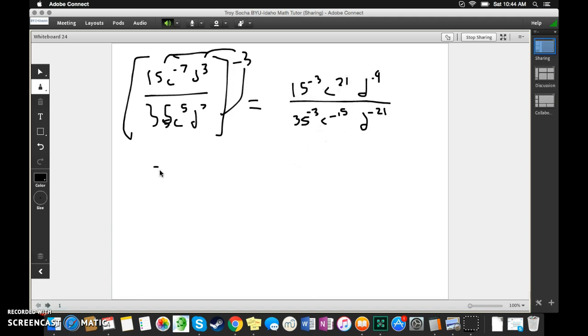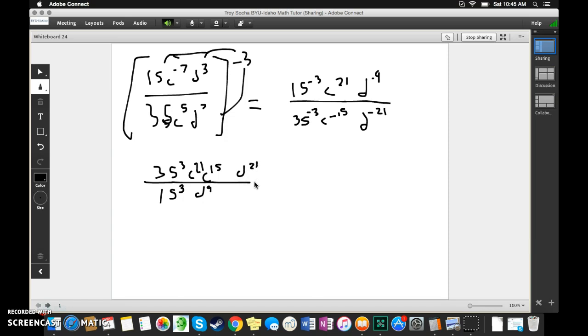So 35 to the third, we're going to flip that to the top. We're going to put 15 down on the bottom. Then we're going to take, let's see, c to the 21 goes on top because it's positive. c to the 15 goes on top because it's positive now. d to the 9 goes on the bottom. d to the 21 goes on top.